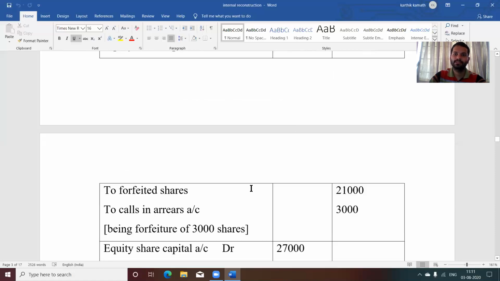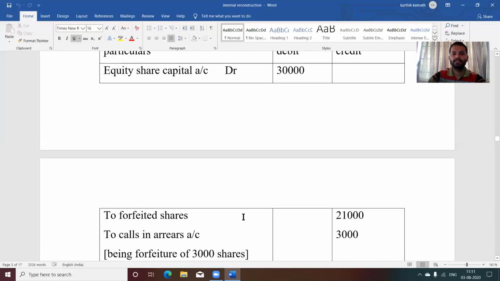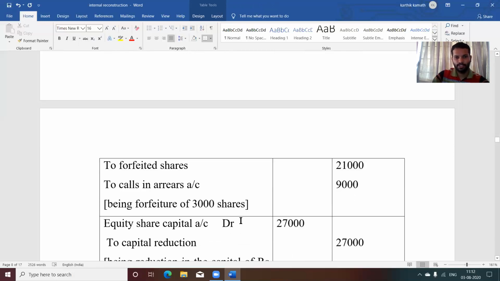To forfeited shares, that is nothing but the amount received or paid by the defaulter. So the amount paid by the defaulter is 3,000 into 7, that is 21,000. The amount not paid by the defaulter, that is the two calls in arrears, is being forfeited. What is the value here? I think there is a mistake. If you see, this is 9,000. Two calls in arrears is 3,000 into 3, that is 9,000.